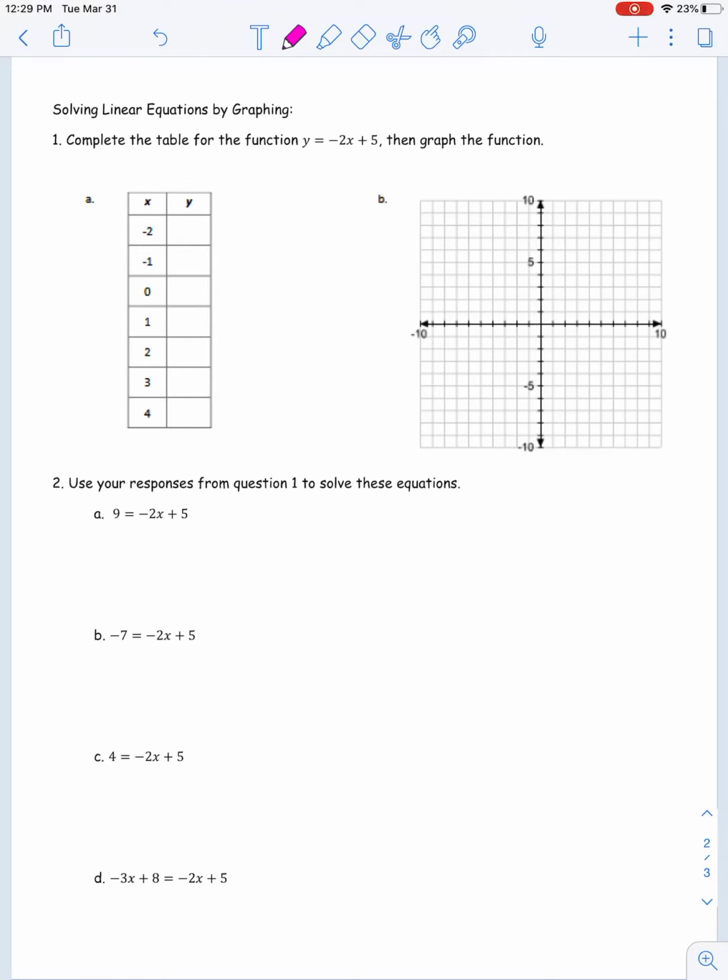Okay guys, here we go. So we just reviewed how to graph. Now we are going to actually use graphing to solve equations. So you are given a function y equals negative 2x plus 5, and you're asked to complete the table and to graph it.